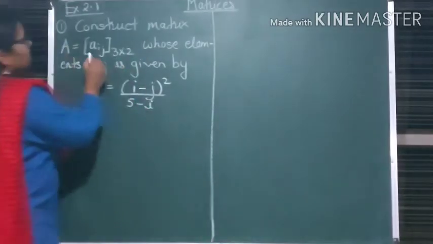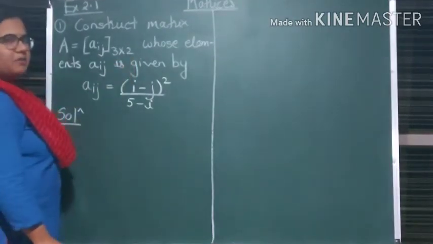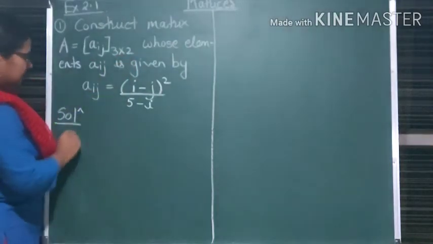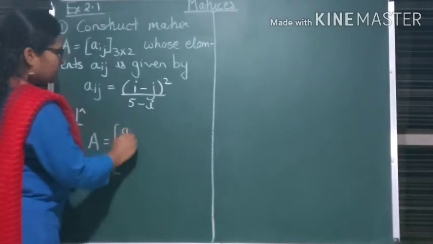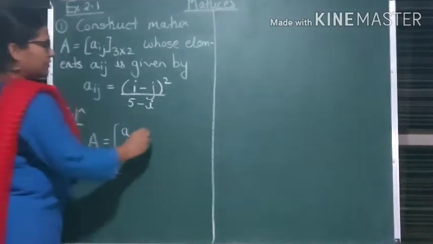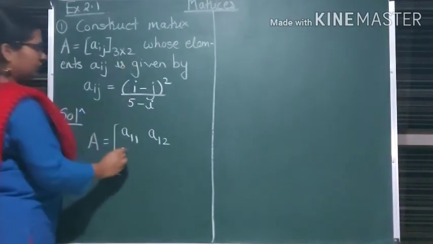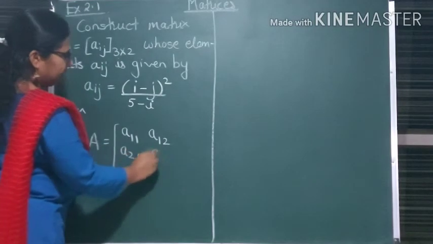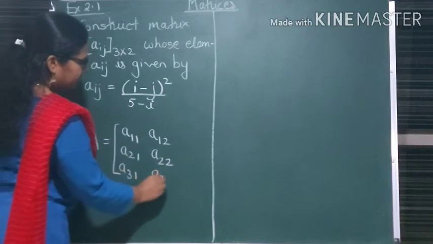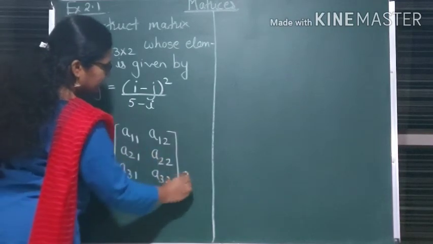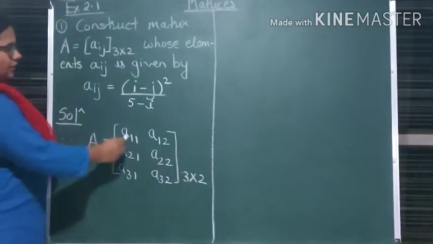Now, when you have to construct a matrix, if you know the order of the matrix, you know how many elements are there in the matrix. So, 3 into 2 means there are 6 elements. Therefore, what will be the matrix A? First row, first element will be a11. First row, second element will be a12. Now, there are only 2 columns and 3 rows. So, next will be second row, first element, second row, second element, then third row, first element, and third row, second element. So, this is the matrix of order 3 by 2. You have to find all these 6 elements.